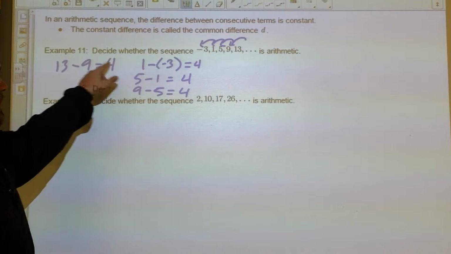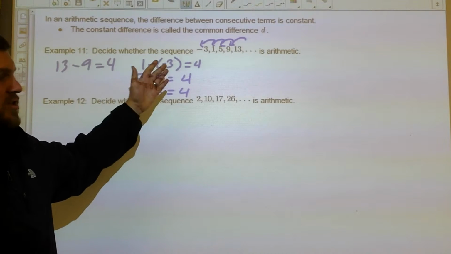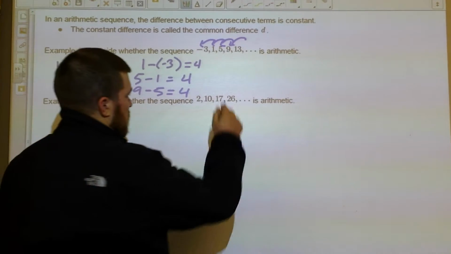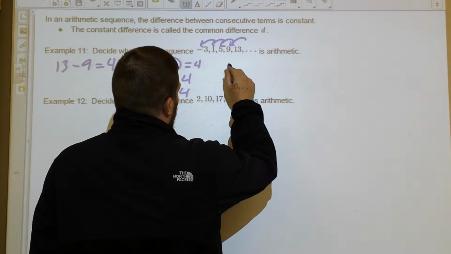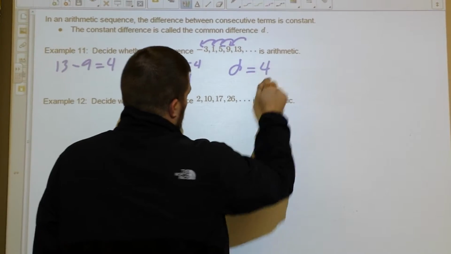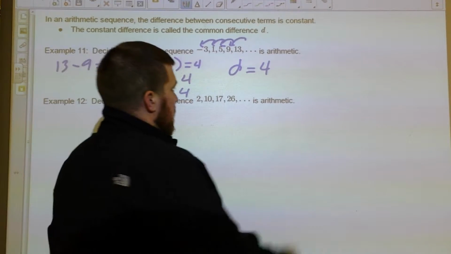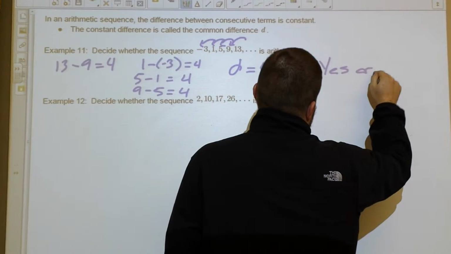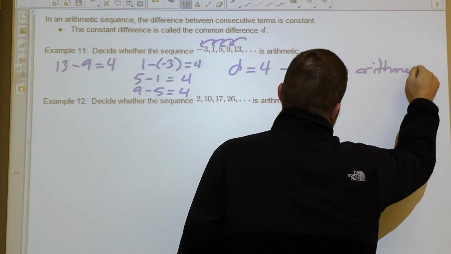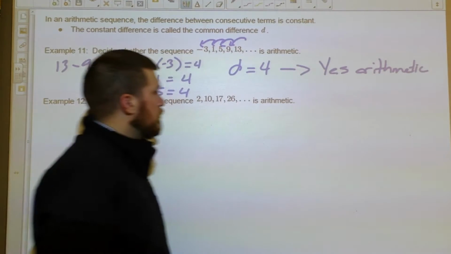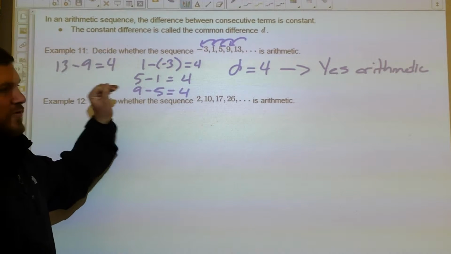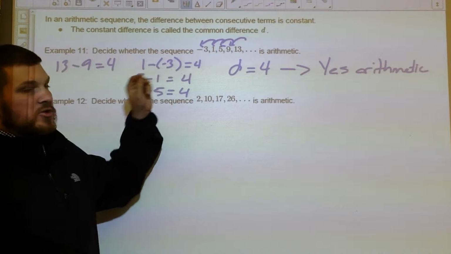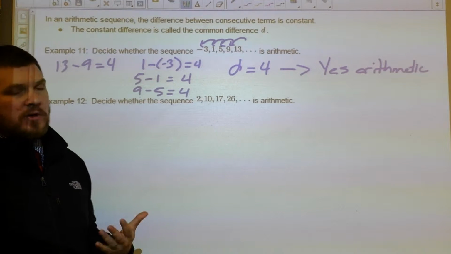So this difference that I'm finding is constant, so that's called a common difference. My common difference, d, is 4. So that means yes, arithmetic. If even one of these differences was not 4, then I would not have a common difference, and so it would not be arithmetic.